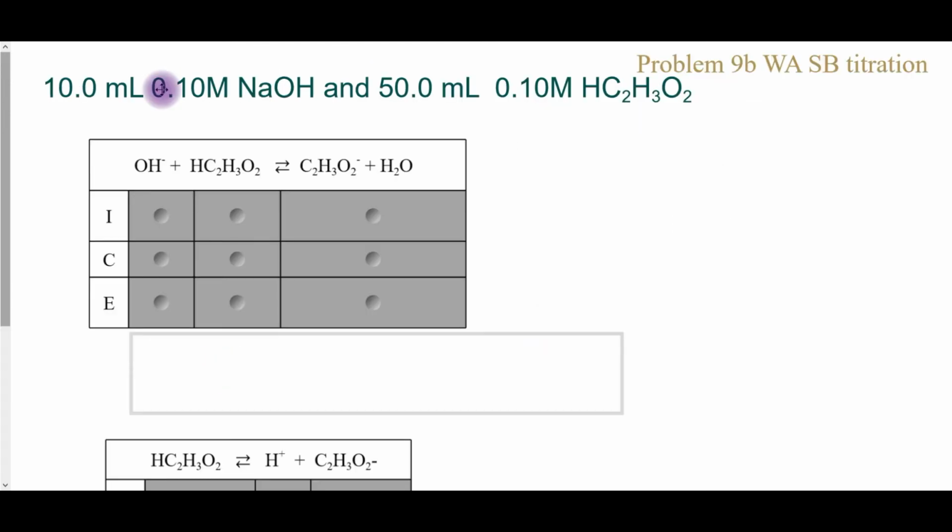and I can use that to get the pH. At this point in the titration, 10 milliliters of the sodium hydroxide has been added to the 50 milliliters of the acetic acid.